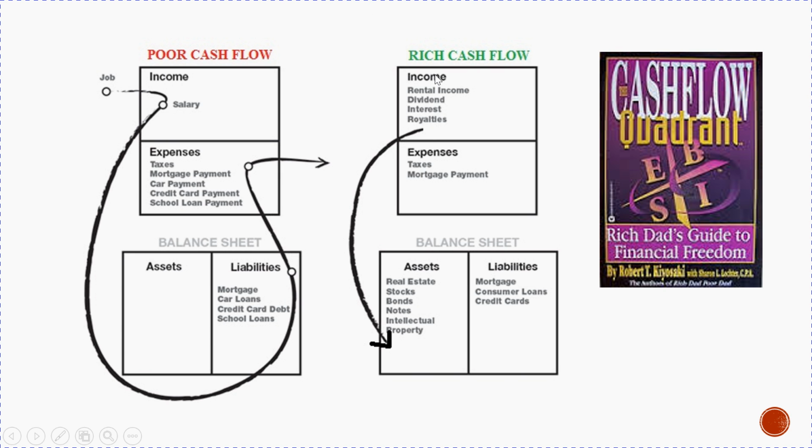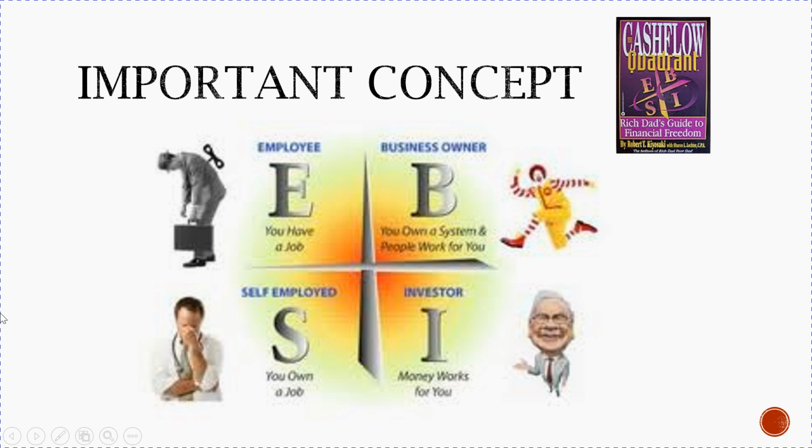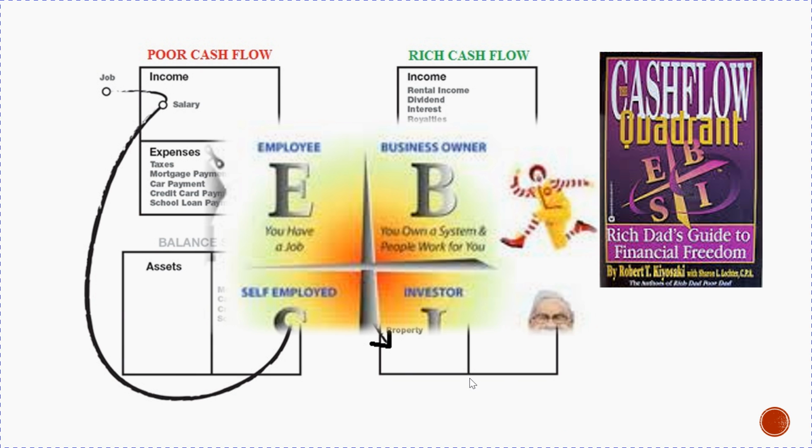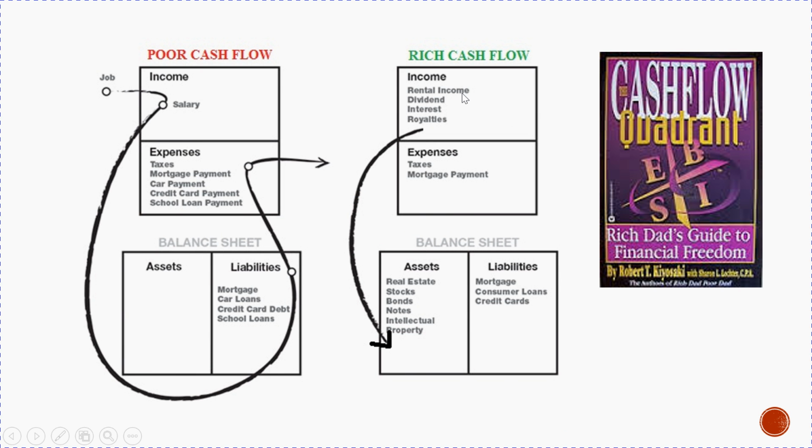Now, rich cash flow is whereby they have more than one type of income. That's number one. And secondly, they have income that isn't dependent on you being on this side of the quadrant as an employee or self-employed, but more as a business owner or investor. So they might have rental income, dividend income, interest income, royalty income. All of this income is coming from assets. So on their balance sheet, they have assets. Assets bring you income, they feed you. Liabilities cause you expenses, they eat you.